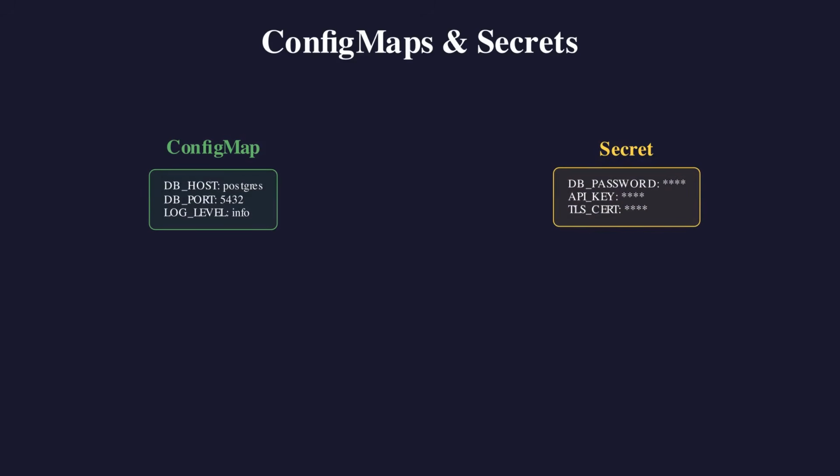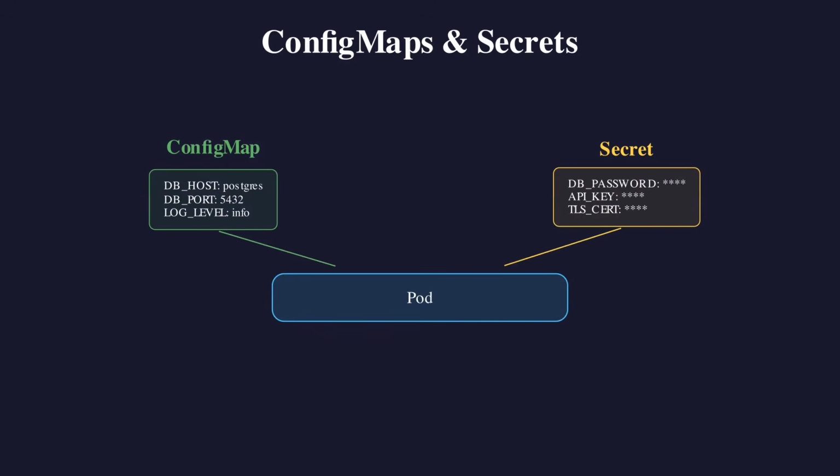Secrets work the same way but are designed for sensitive data, passwords, tokens, certificates. Secrets are base64 encoded and can be encrypted at rest in etcd. You reference them in your pod spec just like config maps. This separation of configuration from code is a fundamental Kubernetes principle. Your container image stays the same across all environments. Only the config maps and secrets change. This makes your deployments reproducible and your secrets manageable.